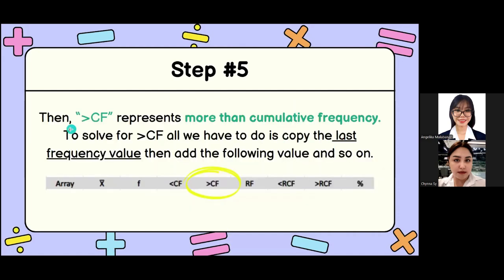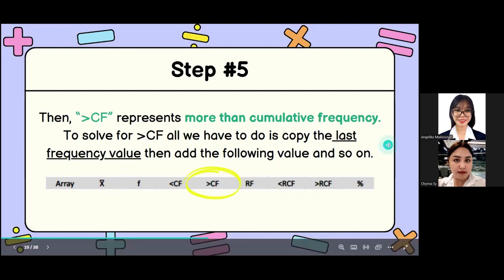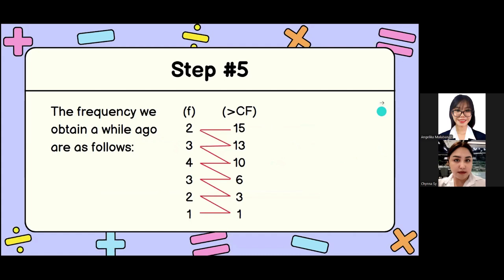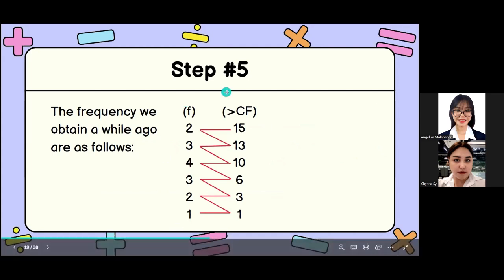Sunod naman doon is yung more than cumulative frequency or more than CF. To solve for more than CF, all we have to do is copy the last frequency value. Kung sa less than cumulative frequency, sa first value tayo nag-start, dito naman sa last frequency value. Then we add the following value and so on. Ganito siya gawin. So again, we need the frequency values, same as before, but this time we will start at the bottom going up.